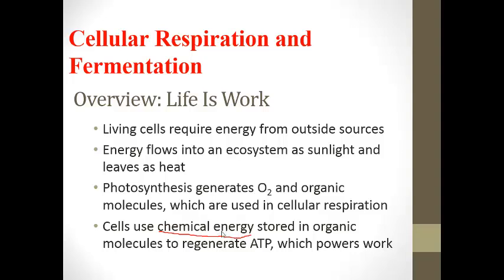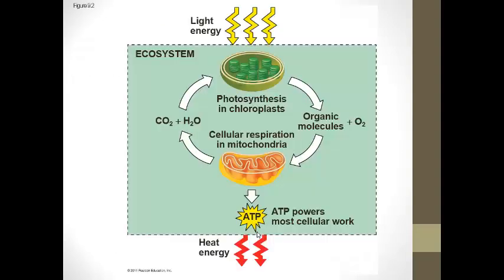Instead, they have to break down the chemical energy in food and use that in order to regenerate ATP, the cell's usable energy source. This ATP is then going to be used to power all cellular work. The process in which food molecules are broken down to make ATP is called cell respiration. Cell respiration takes place in an organelle called the mitochondria.